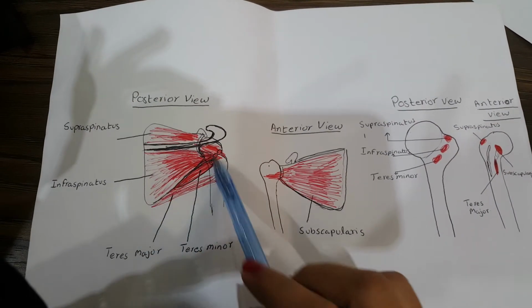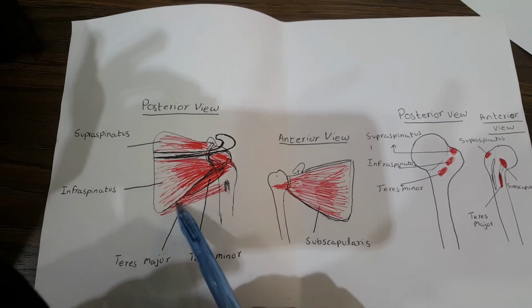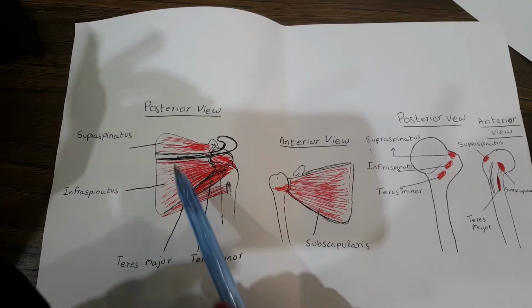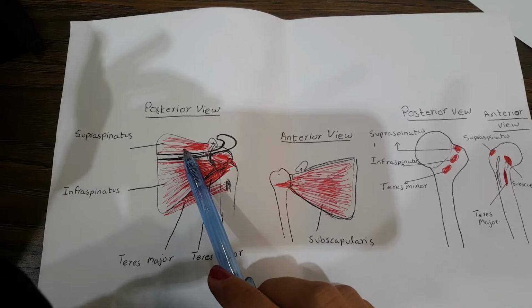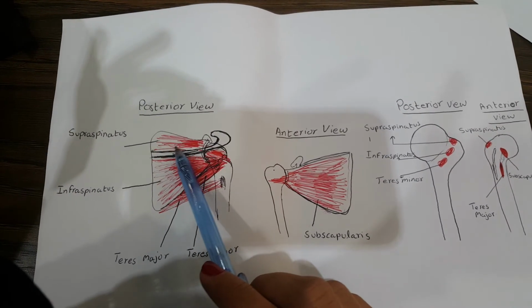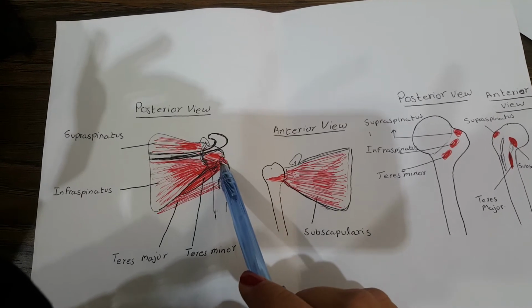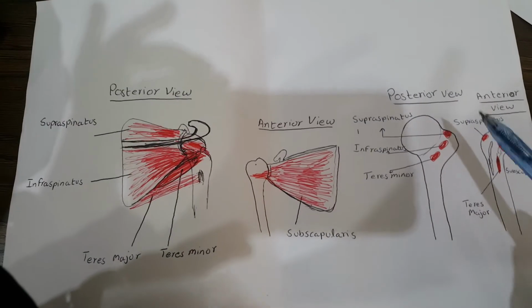This is posterior view having the supraspinous fossa, infraspinous fossa. Supraspinous fossa gives origin to supraspinatus muscle and this muscle is inserted over the greater tubercle, uppermost impression.